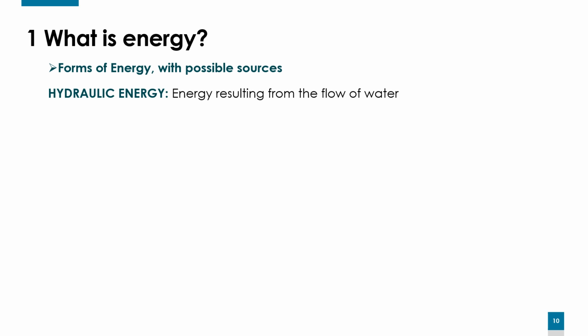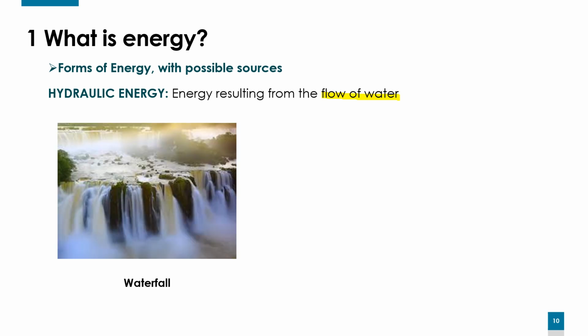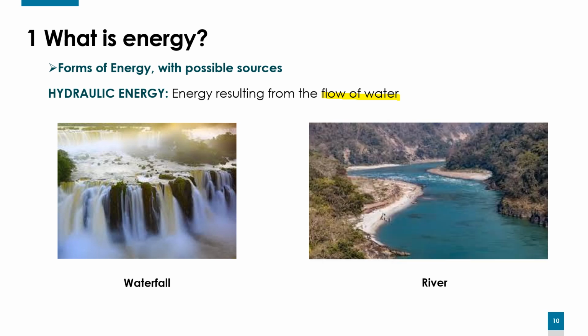Hydraulic energy is the flow of water. It is the energy stored in the water. That's why waterfalls are so powerful. We can make electrical energy from it, because when the water goes down, a lot of energy is stored there that can be transformed into electrical energy. A river also has a lot of energy, but we can only use it when it falls. Then we can use it to move a turbine.